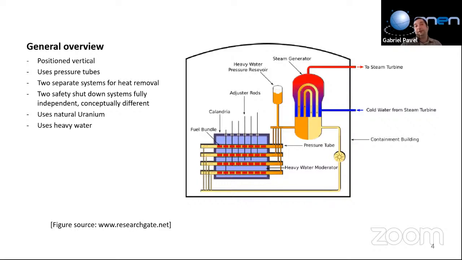It looks like the PWR type reactors are using light water. Instead, CANDU reactors are using heavy water. You will see later what the difference is between these two types of water.